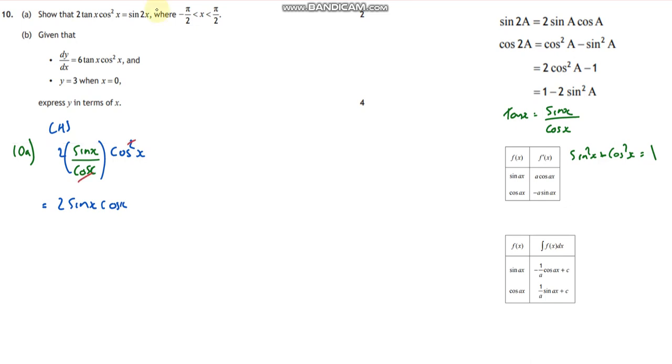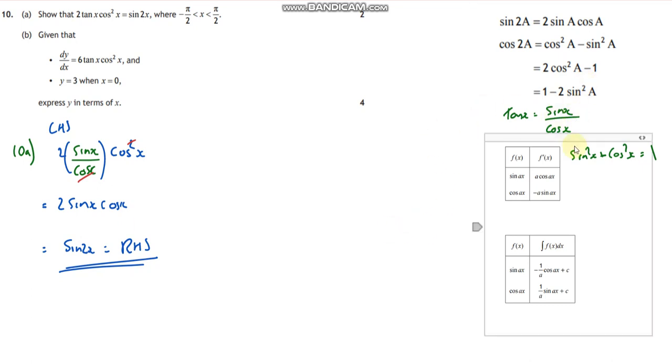And if I look over here, that is the same as sine 2x. So that's then equal to sine 2x, which is equal to the right hand side. Not bad for 2 marks, not bad. So please, don't be scared of these. They're nice little questions, but you do have to remember these original rules from last year.